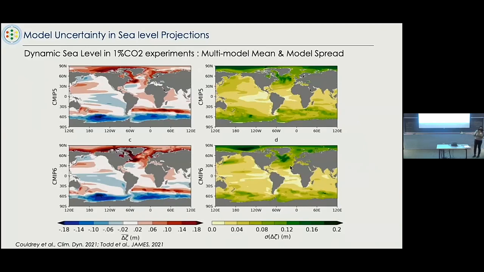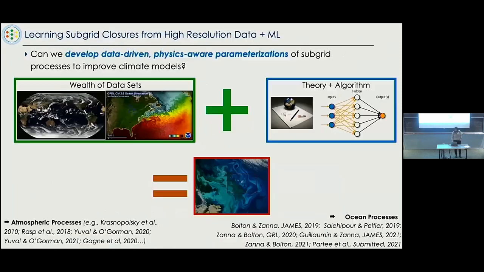So again, from one generation of climate models to the next, the uncertainty, especially associated with those small scale processes, is a bit of a struggle. And that's what we're going after. So the main question, and that's why we're here, right? Can we actually develop parameterizations that are data driven, but also physics driven, of those small scale processes that seem to be affecting the projections and our climate models?